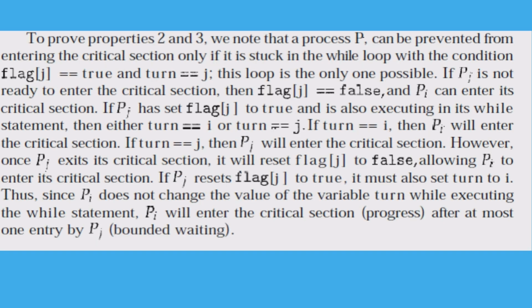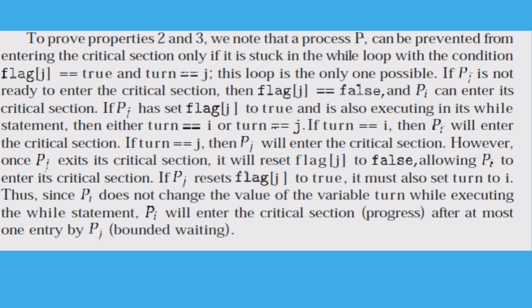To prove properties 2 and 3, we note that a process Pi can be prevented from entering the critical section only if it is stuck in the while loop with the condition flag[j] equals true and turn equals j. This loop is the only one possible. If Pj is not ready to enter the critical section, then flag[j] equals false, and Pi can enter its critical section. If Pj has set flag[j] to true and is executing in its while statement, then either turn equals i or turn equals j.